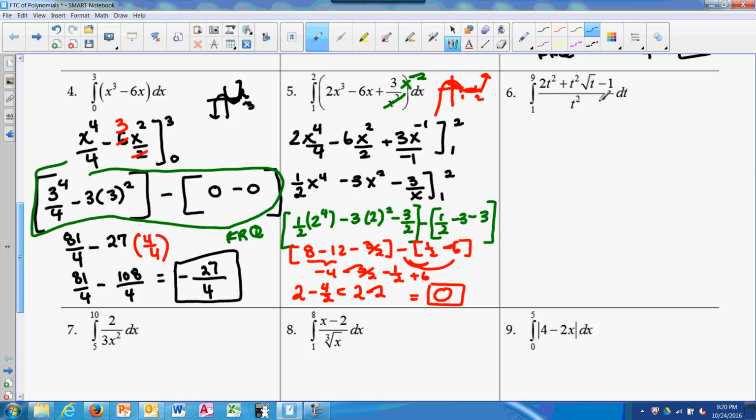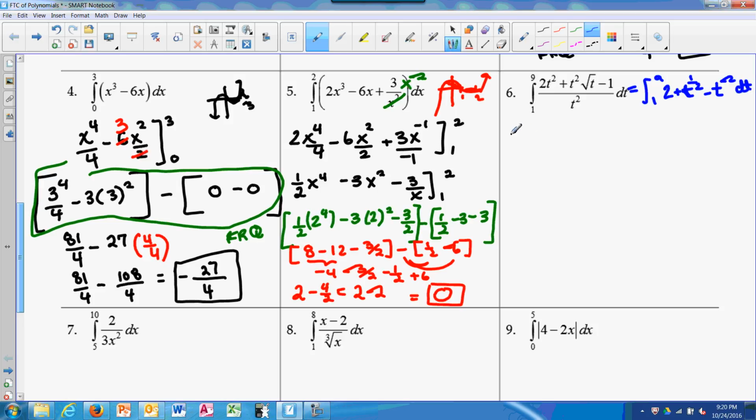For number 6, I'm going to simplify again before I start. So 2t squared divided by t squared is just 2. t squared root 2 divided by t squared is just root 2, which I'm going to write as t to the 1/2. And negative 1 over t squared is just negative t to the negative 2 dt.